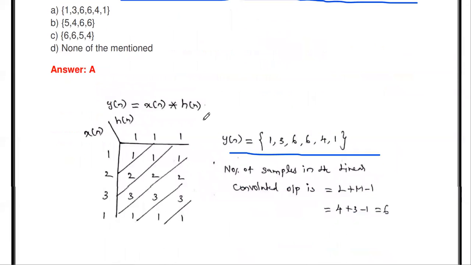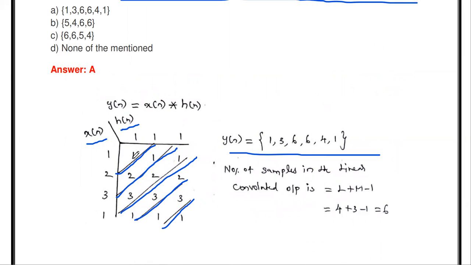So here you see, in order to perform the linear convolution, we may use the tabulation method. In tabulation, on one side you write x of n, and on the other side you write h of n: 1, 2, 3, 1 and 1, 1, 1. You multiply this one with all these elements. Then diagonally you split and add those elements. You are already familiar with this method.